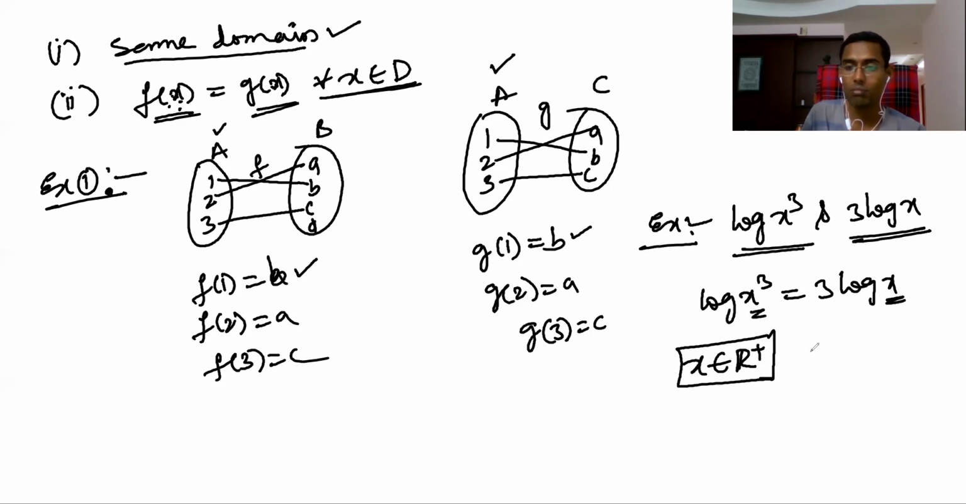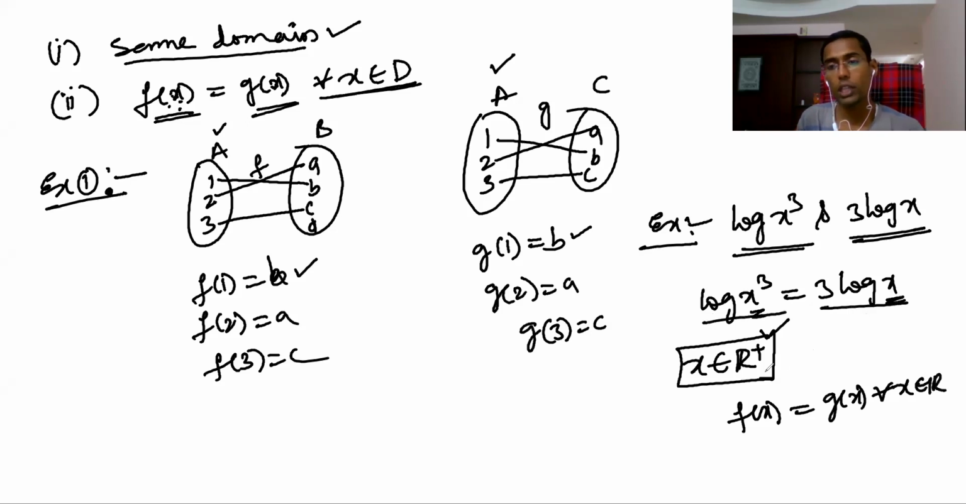So the domain is the same. Domain means x value. They both have the same domain. That is number one. Number two is f of x equal to g of x for all x belongs to R. You are able to see, the 3 will come in front. So both will have the same image. Therefore, these two are called equal functions.